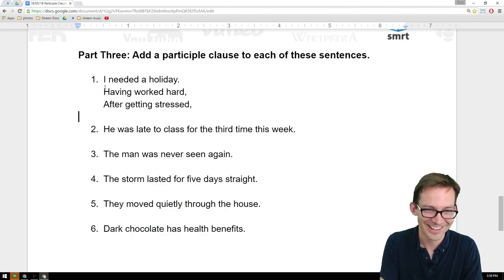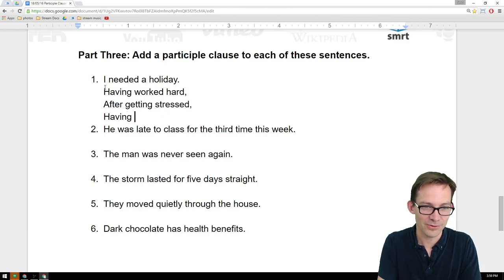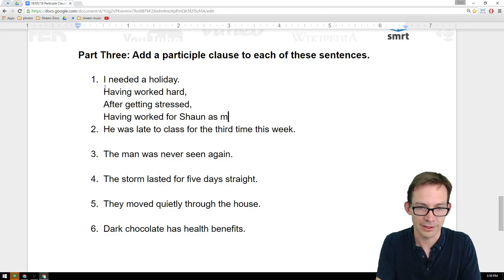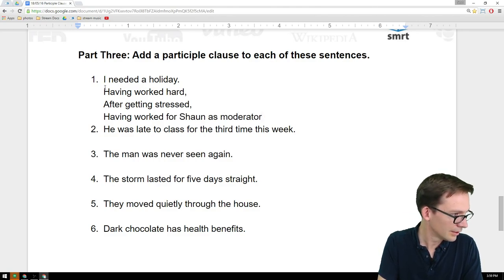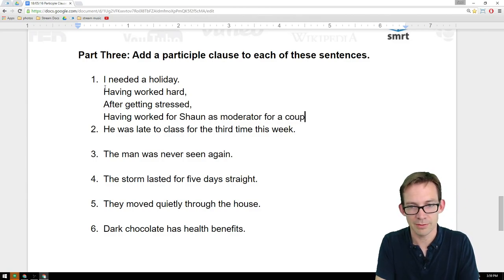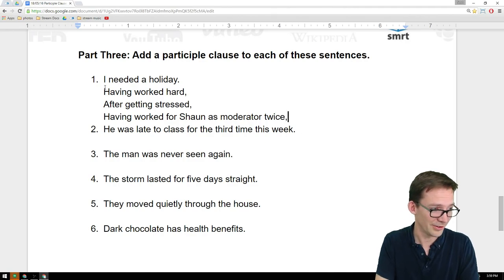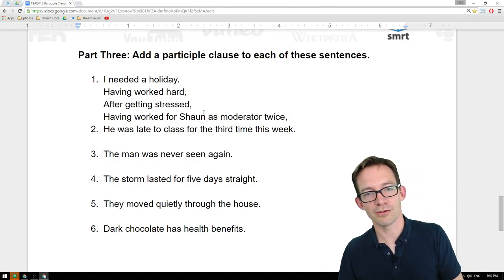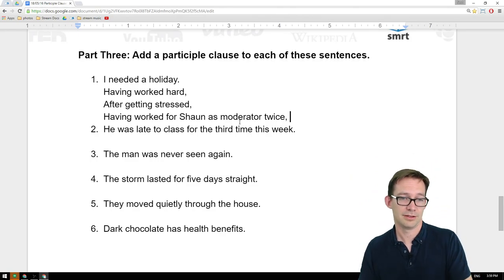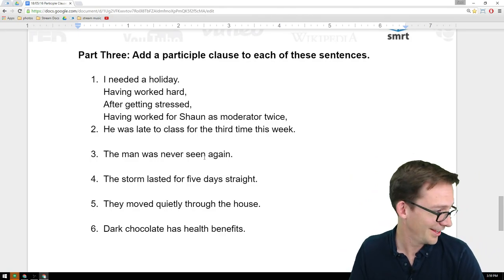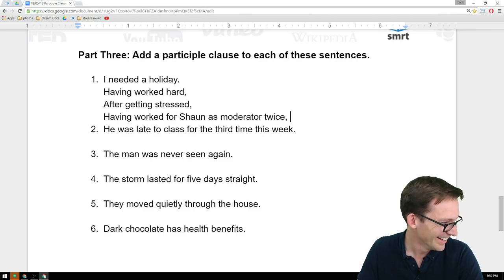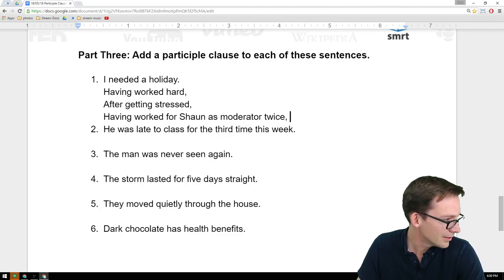All right, this is Mark's: having worked for Shaun as moderator for a couple weeks. I'm going to change that. Having worked for Shaun as a moderator, Mark needed a holiday, right? Good. And Valerie's saying, after having worked the entire year, I needed a holiday. These are great. These are awesome.